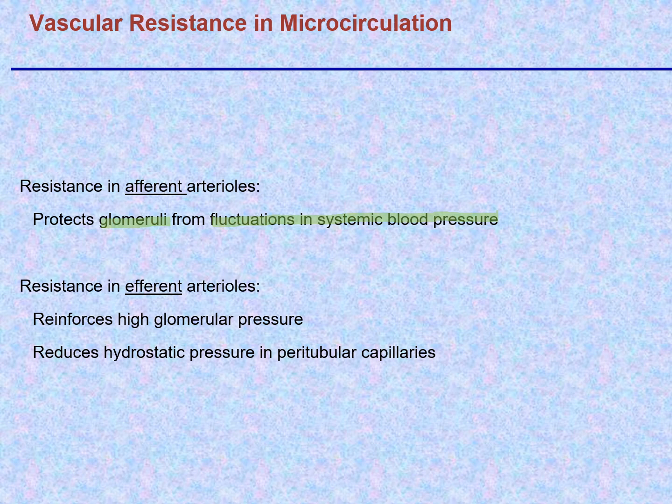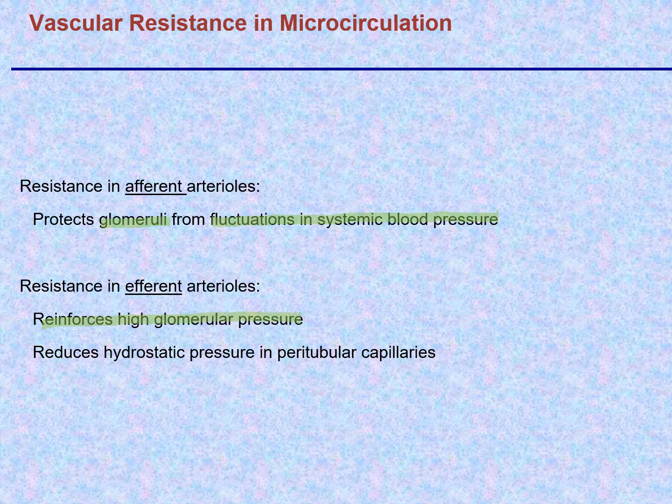There are always these fluctuations going on, but the glomerulus itself is protected, and a fairly steady pressure is always maintained in the glomerulus. That's maintained by alterations in the diameter of the afferent arterioles. Both constriction and dilation can maintain that pressure. Resistance in the efferent arterioles helps to reinforce the needed high glomerular pressure.